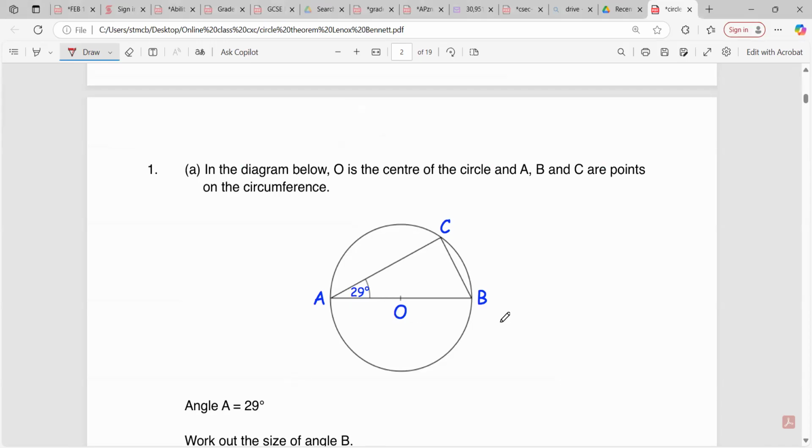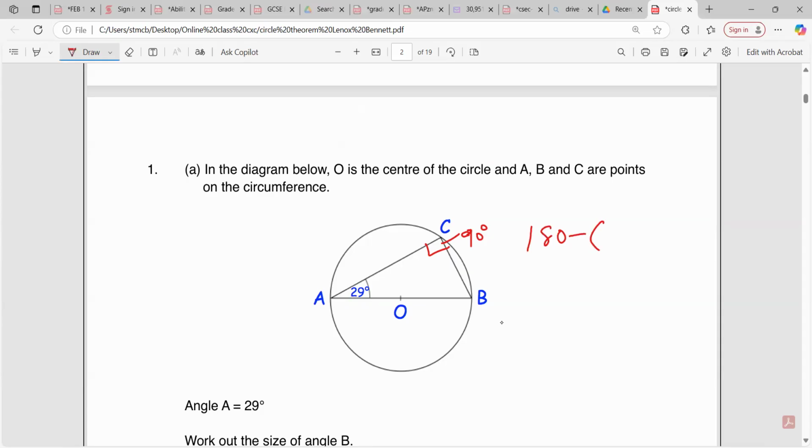So which rule would this be? It would be angle in a semicircle equals 90 degrees. So right here is 90. This is the key to it. And now we can focus on angles in a triangle. Angles in a triangle sum to 180 degrees.